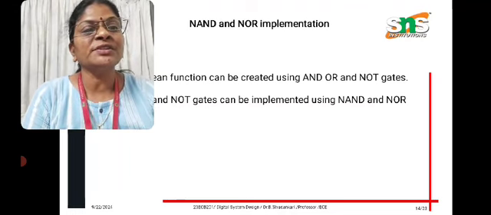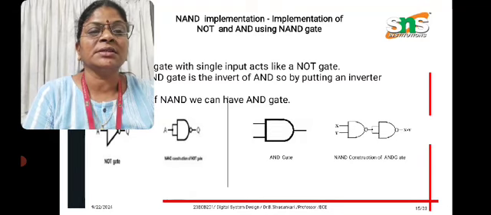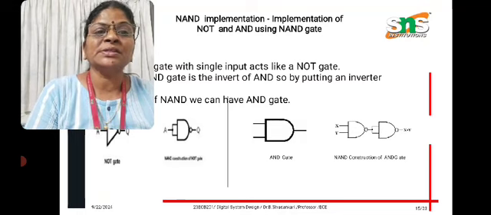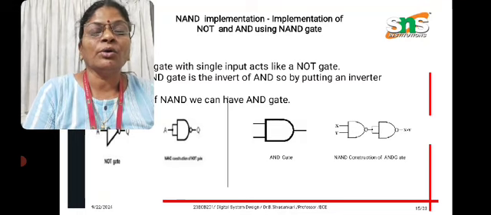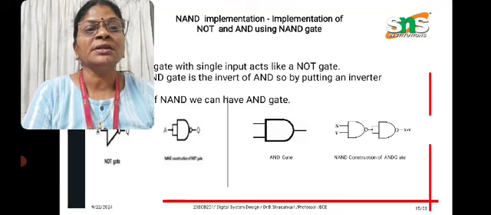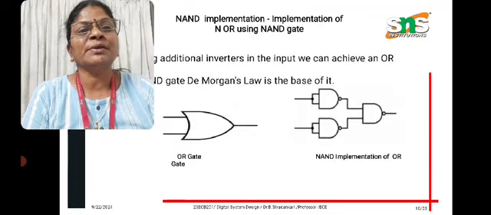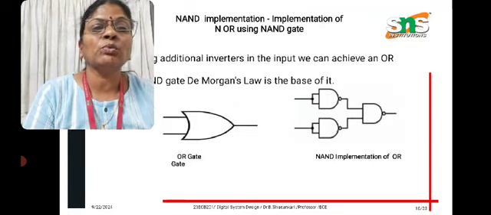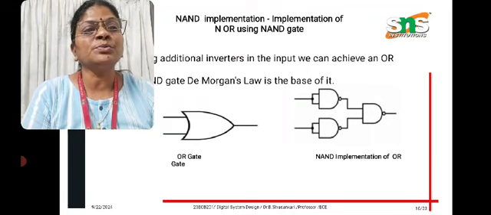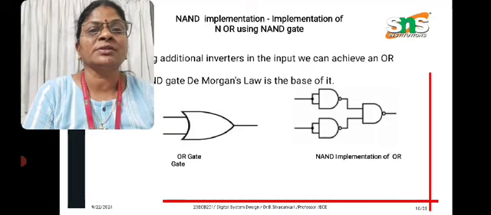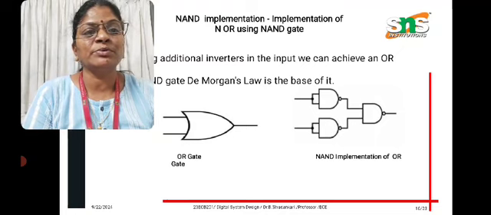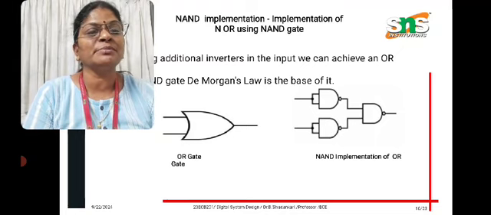So a Boolean function can be created using basic gates: AND, OR, NOT. So what are the basic gates here? AND, OR, NOT. Okay, so these three are the basic gates. By using these gates, we can do any implementation. It is possible. With additional inverters at the input, we can achieve an OR gate, like we are using De Morgan's theorem here. We have studied the principle of duality theorem and De Morgan's theorem.